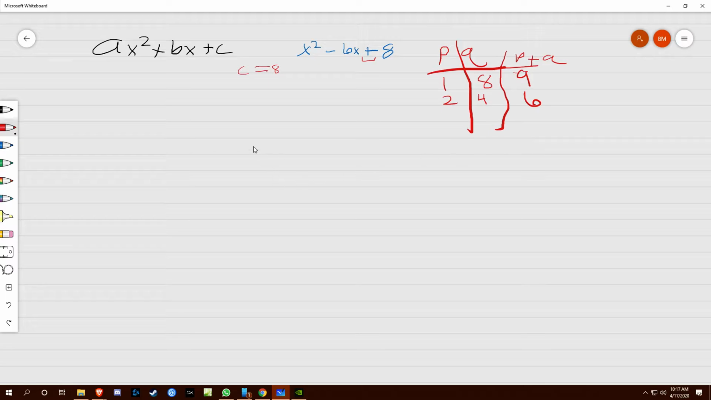Step 4 says we identify b. In this case, b is equal to 6. I do not care that it's negative 6. That doesn't impact me yet. So I need to then find which factor pair gives me that. Well, there's my 6. So that makes 2 and 4 my factor pair.